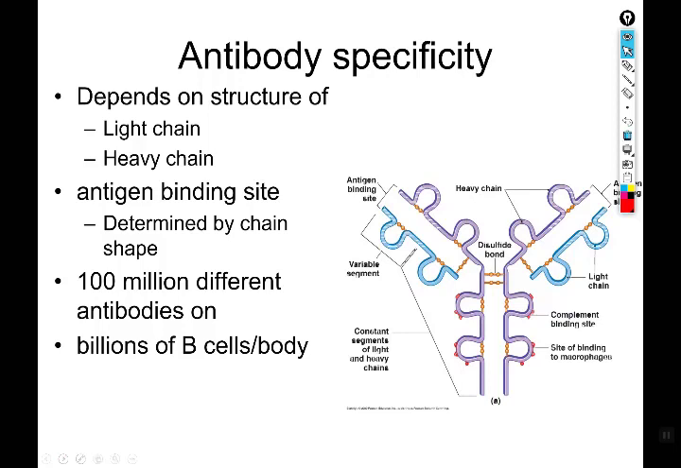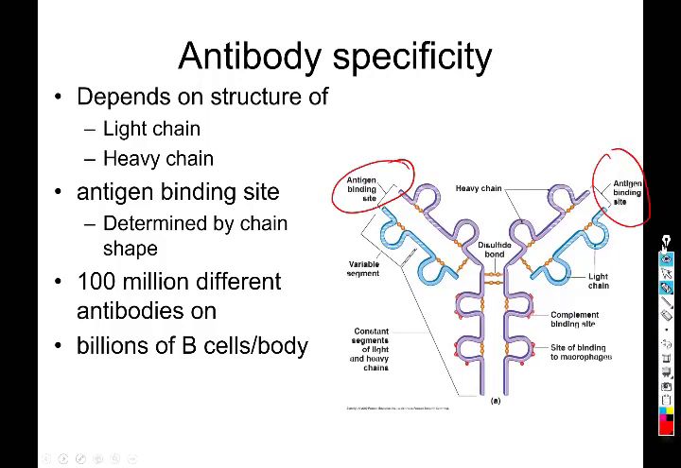So, antibody specificity depends on the structure of the heavy and the light chains. And if you look carefully on the protein, you'll see that the binding site is at the tip of each part of the Y. So, the shape of the chain and the chemistry of the chain as well is going to determine the shape of the binding site and therefore which antigen the antibody binds.